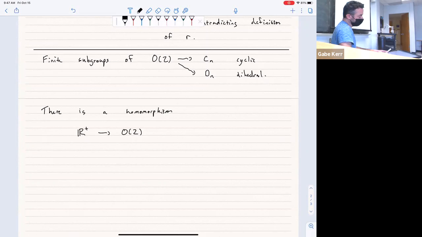Just call it phi. What does it do? It just says phi of theta equals rho theta. It says rotate by theta. So this is a homomorphism. I rotate twice, by theta 1, theta 2, I'm rotating by theta 1 plus theta 2.